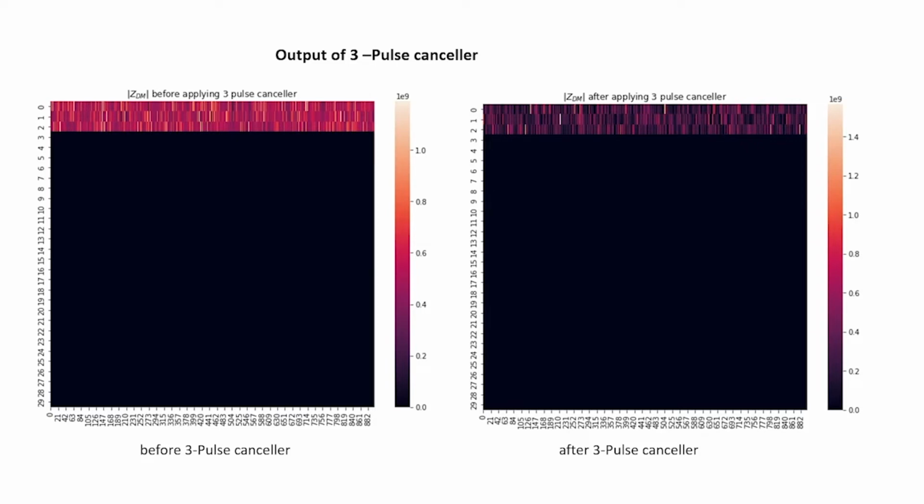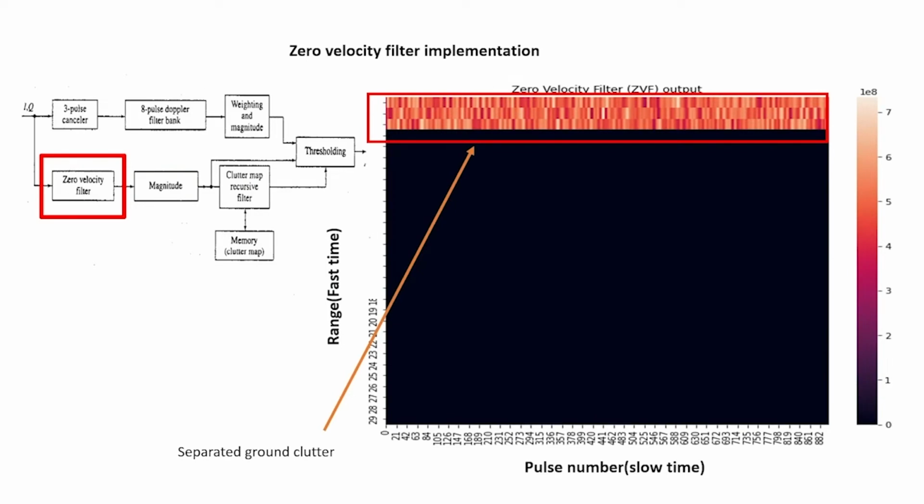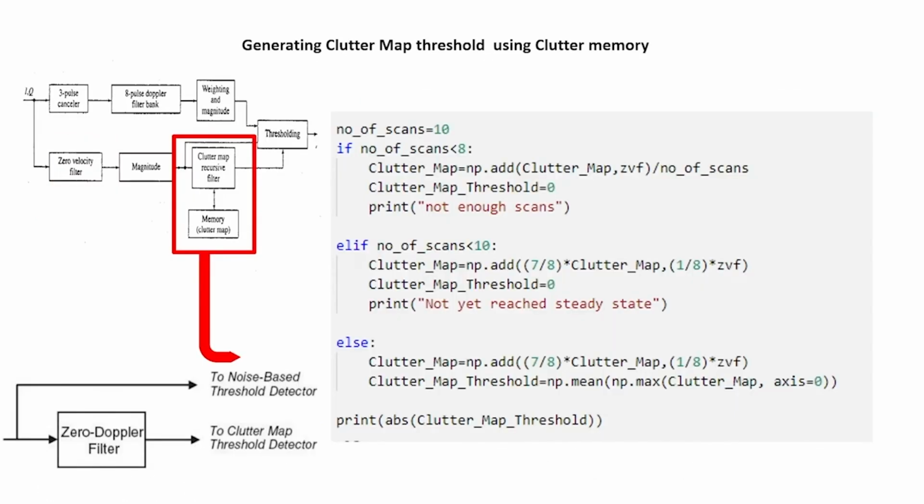Now next we will look at the zero velocity filter. The zero velocity filter here isolates the ground clutter from other moving objects. This is a low pass filter which passes the components with low Doppler frequency shifts. It runs parallel to the 3-pass canceller and Doppler filter bank, and you can see the output we generated from this zero velocity filter. The output of this is used to update the clutter map memory, which outputs the clutter map threshold. Since the clutter map threshold is regenerated for every scan, even in conditions where the clutter keeps changing, the threshold will change according to that. This was used as the threshold in the Doppler filter bank in order to remove clutter entirely that could not be removed by the 3-pass canceller.